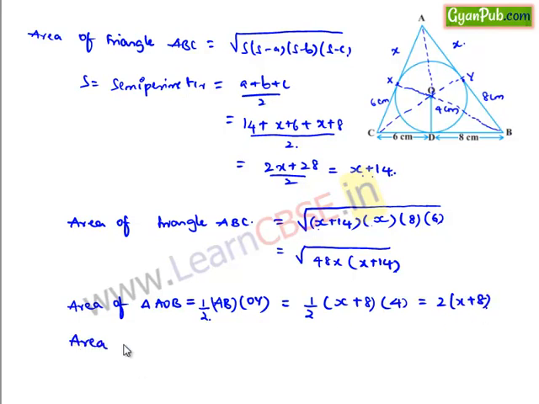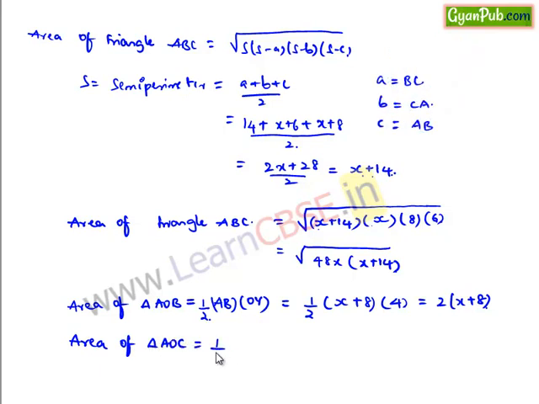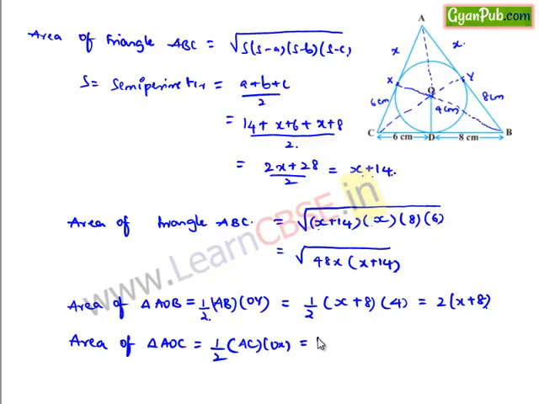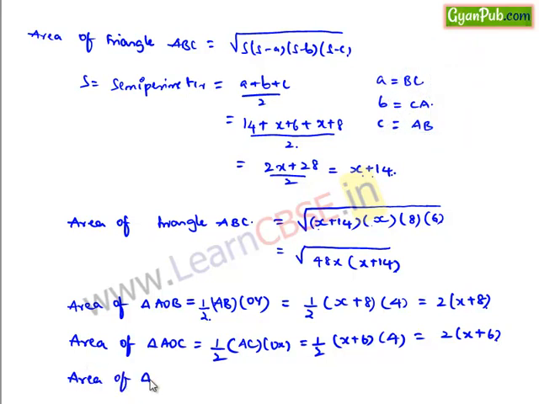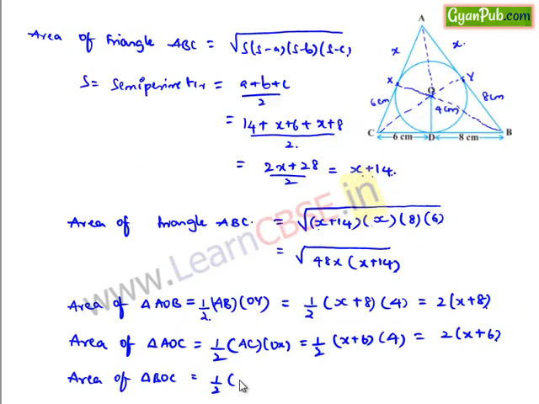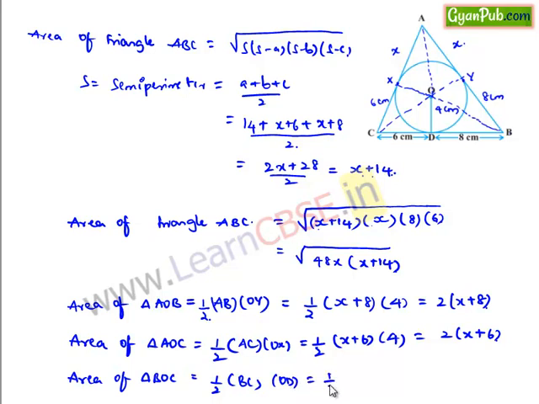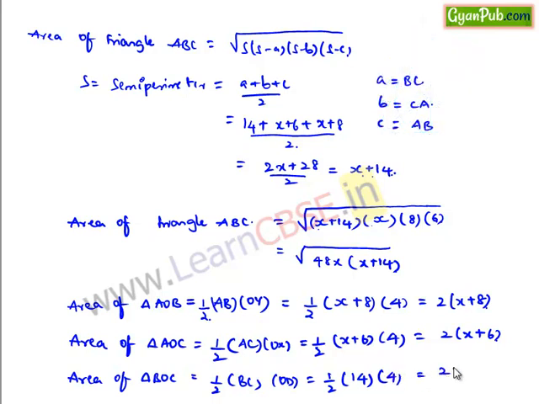Now let us also find the area of triangle AOC, that is equal to half times base, here AC, and height, here OX, as OX will be perpendicular to AC, that is equal to half times AC, which is x plus 6, into OX, which is 4 centimeters, that is equal to 2 into x plus 6. Now area of triangle BOC will be half times base, here BC, and height, here OD, that is equal to half times BC, here 14, and OD is 4 centimeters, that is equal to 28.